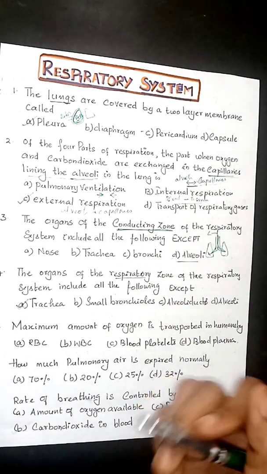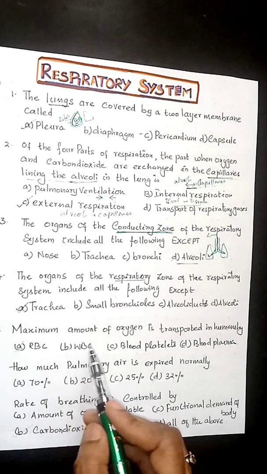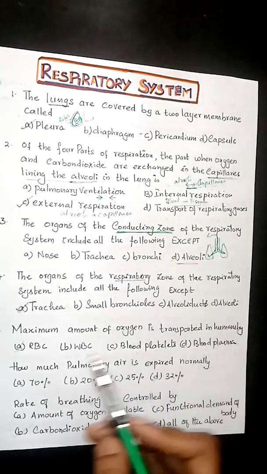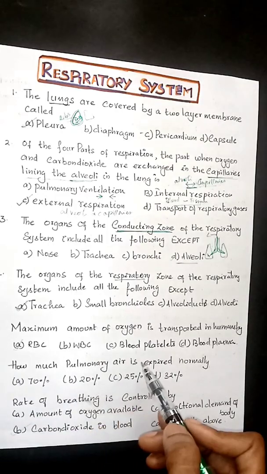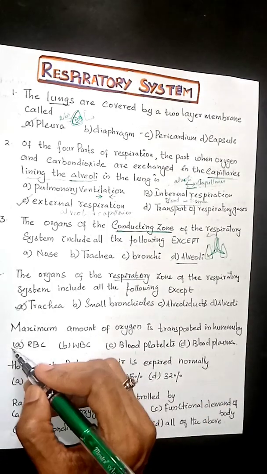Fifth question, maximum amount of oxygen is transported in humans by red blood corpuscles, white blood corpuscles, blood platelets and blood plasma. It is conducted by red blood corpuscles.